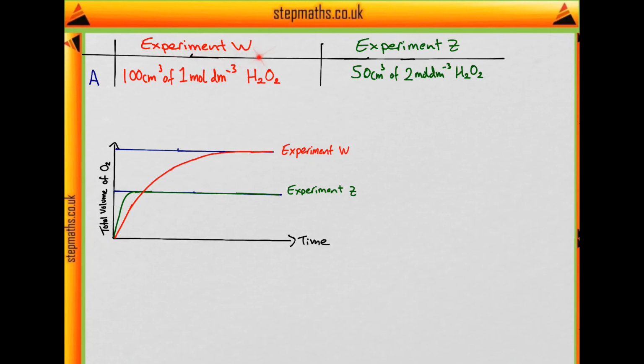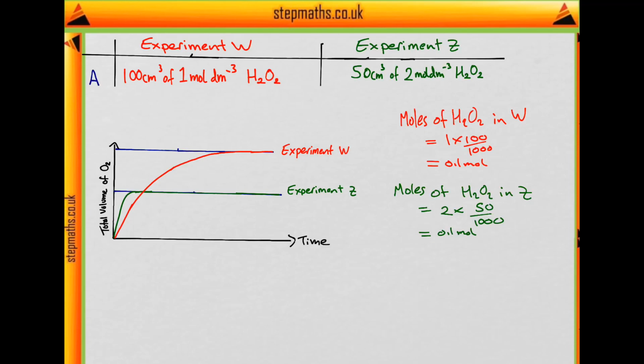So for option A, in experiment W, we have 100 centimeter cubed or 1 mole per decimeter cubed of hydrogen peroxide. And in experiment Z, we have 50 centimeter cubed of 2 mole per decimeter cubed of hydrogen peroxide. So let's work out the number of moles of hydrogen peroxide to find out how many moles of O2 is produced. So the moles of hydrogen peroxide in W, we know the moles is the volume times the concentration. So we have 1 times 100 over 1,000, as we need to convert the centimeter cubed to decimeter cubed, and this gives 0.1 mole. So the number of moles of hydrogen peroxide in experiment Z, we'll have 2 times 50 over 1,000, which will also give you 0.1 mole.